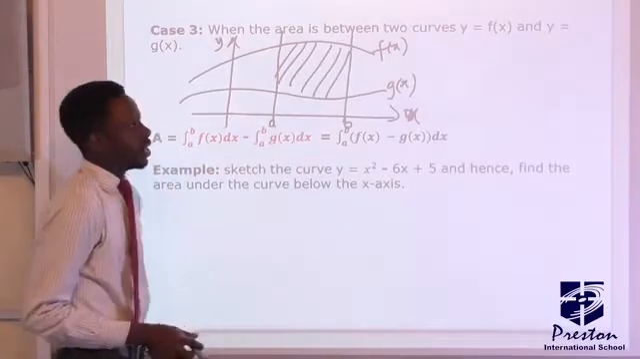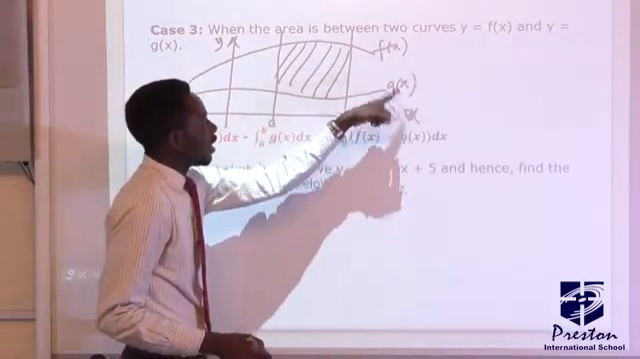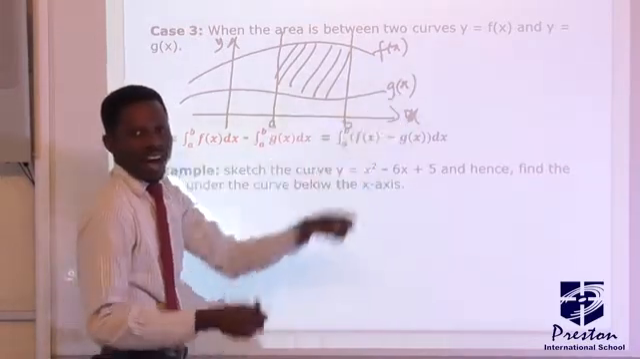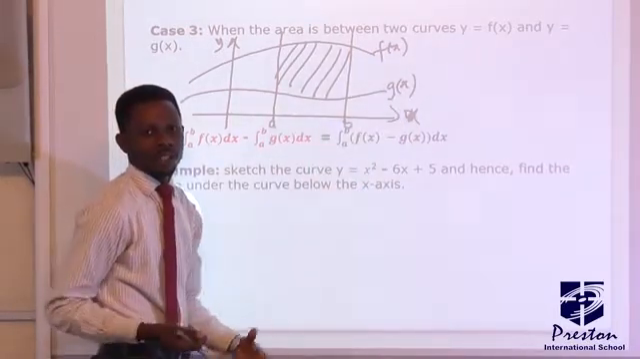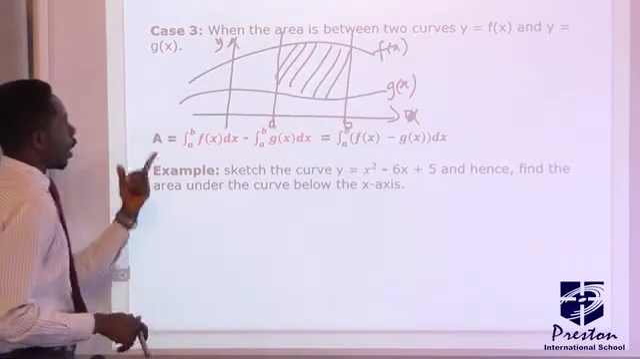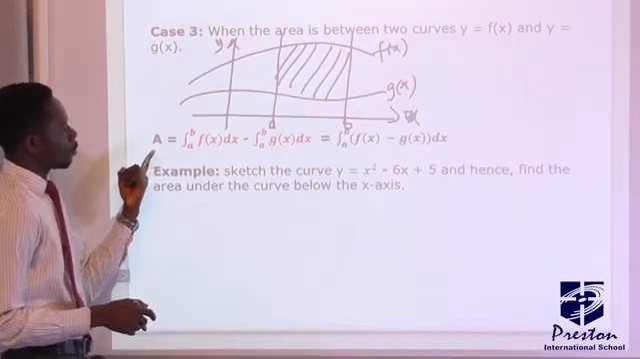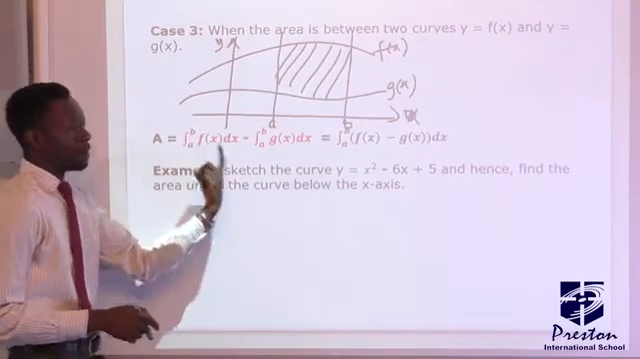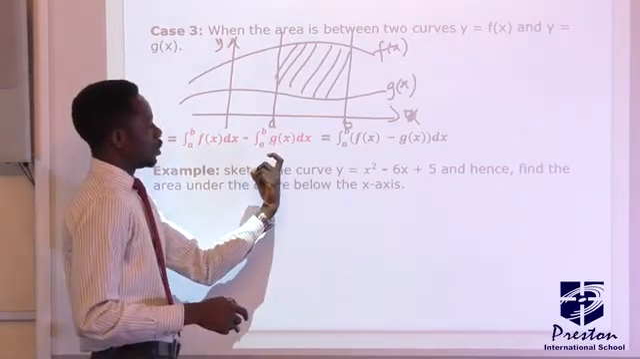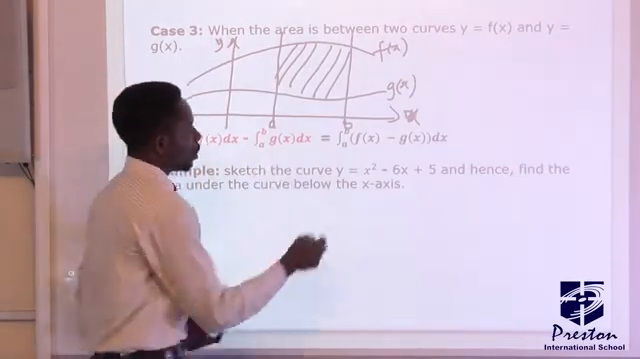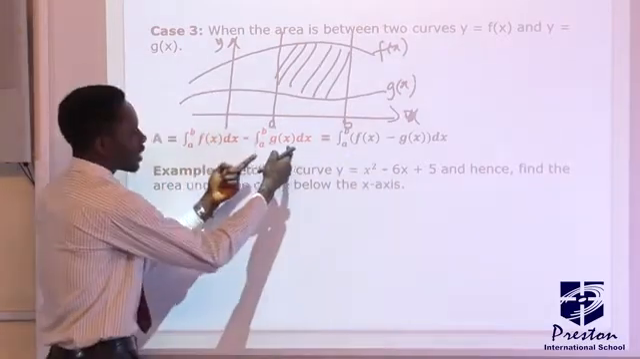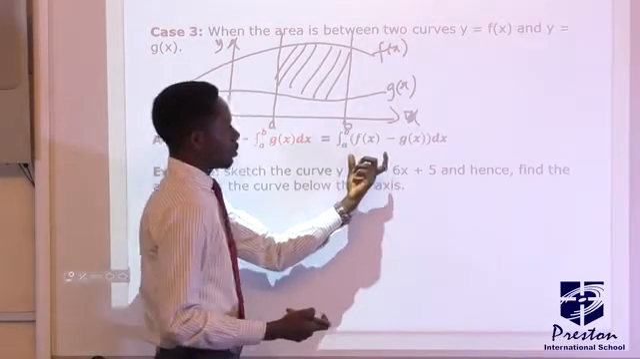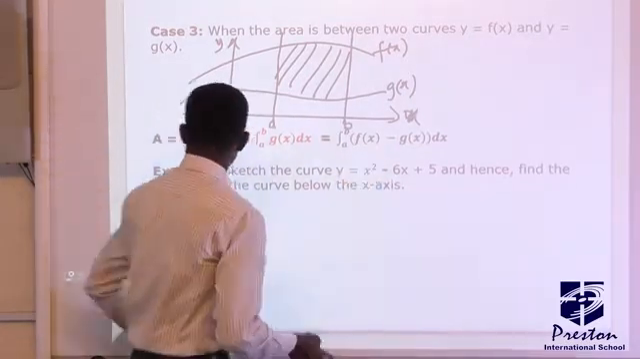How then do we calculate this? We calculate the area at f of x, we calculate the area at g of x, and subtract the area of g of x from that of f of x, which will give us A, which is the area, equal to the integral of f of x dx from a to b minus the integral of g of x dx from a to b, which can also be written as subtracting function g of x from f of x before finding the integral. Okay, we have the example.